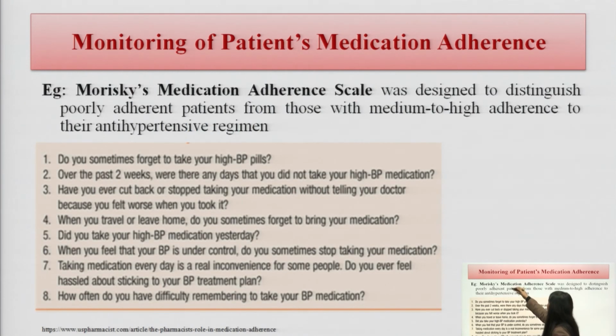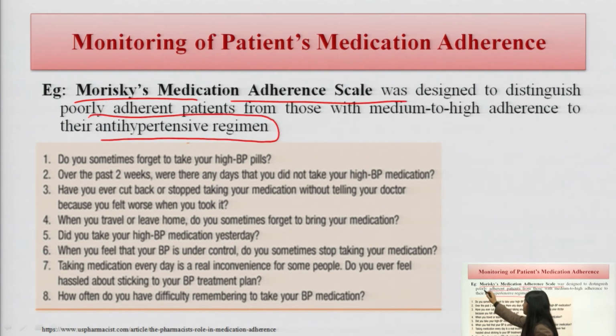Now, monitoring of patient and medication adherence. This is one example, the Morisky medication adherence scale. This is for the antihypertensive regimen. There are some questions we can ask the patient, and we will get the information on whether the patient is actually following the medication adherence or not. So, let's see what the questions are.